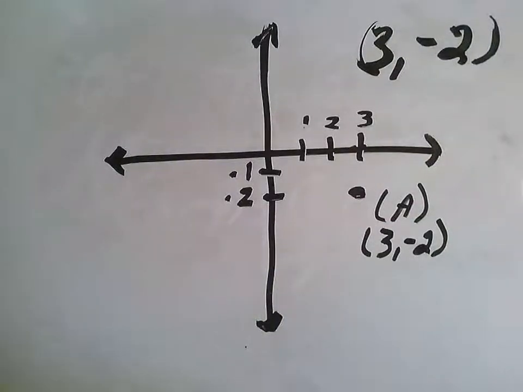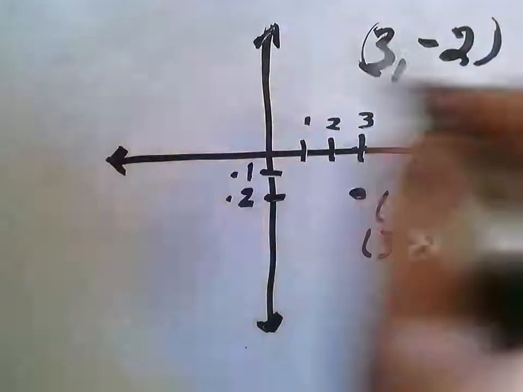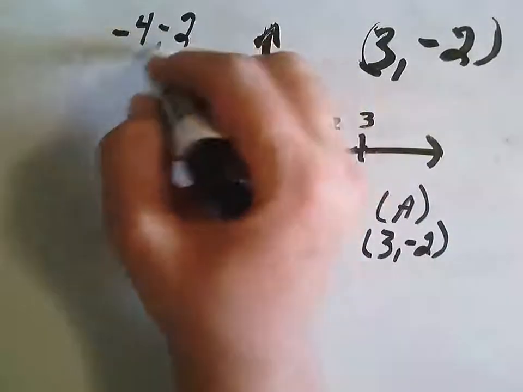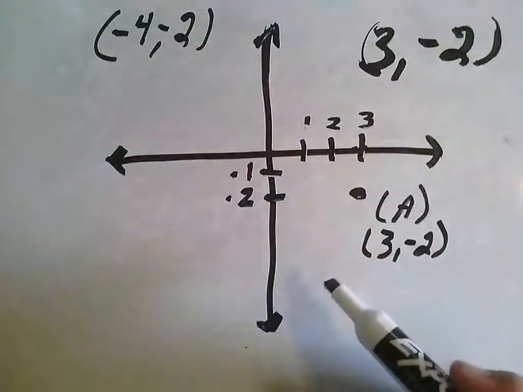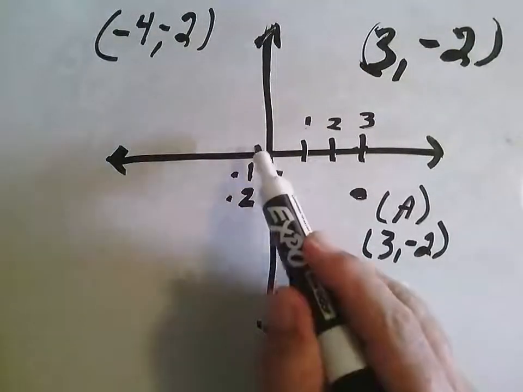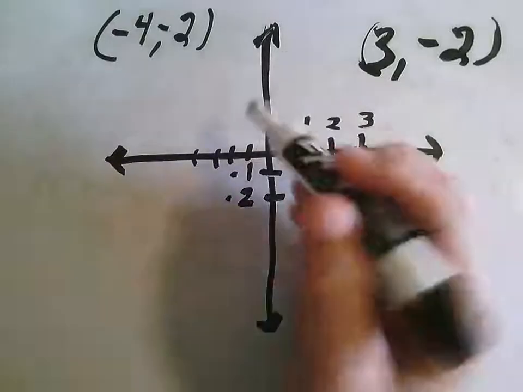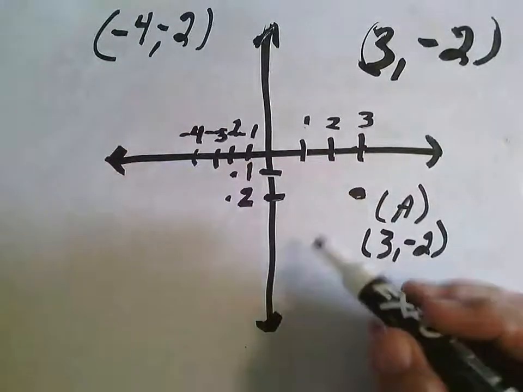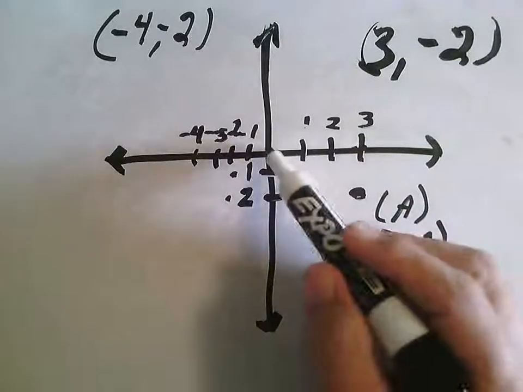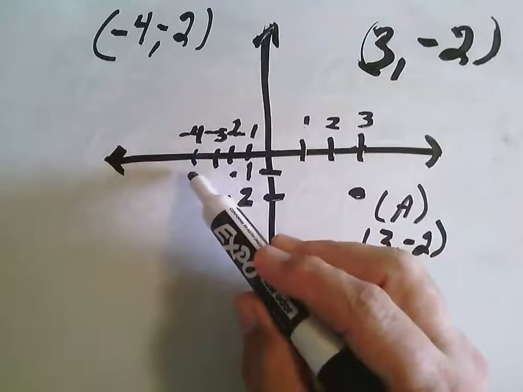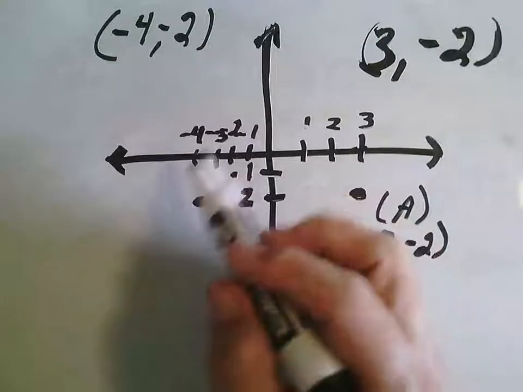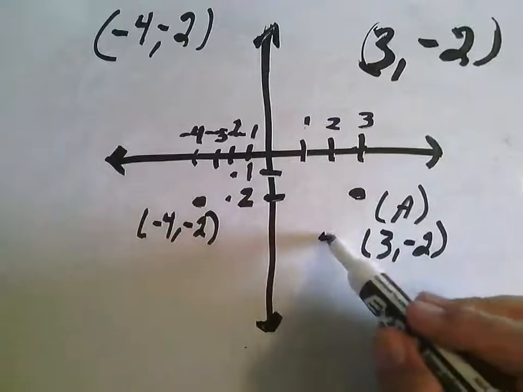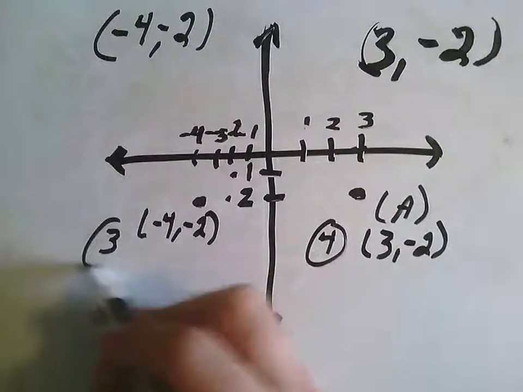If I was to graph another one, and let's just use another random number for an example, negative 4 and negative 2. Once again, it's going to be negative numbers this way. Negative 1, negative 2, negative 3, and negative 4. We already know that these are negative numbers as well, so I go 1, 2, 3, 4, down 1, 2. So this one would just be labeled negative 4, negative 2. You can see this one will be in quadrant 4, and this one will be in quadrant 3.